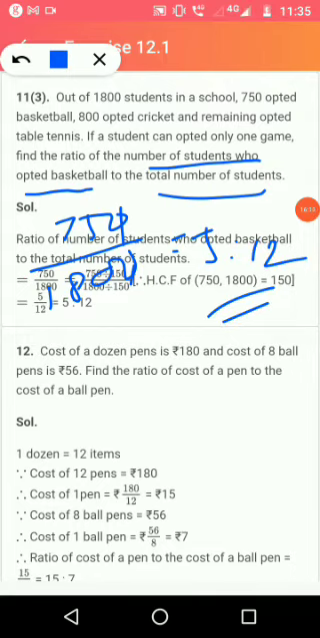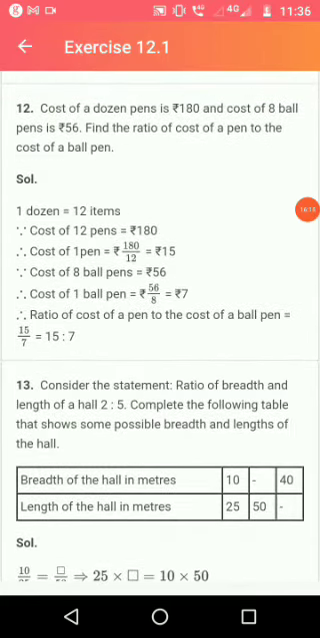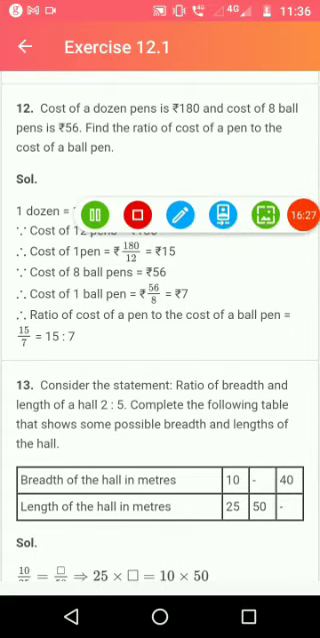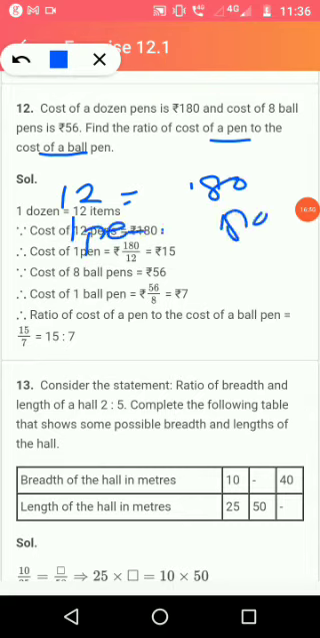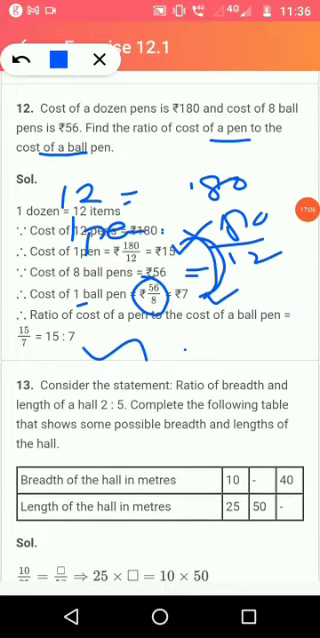Next, question number 12. Cost of a dozen pens is rupees 180 and cost of 8 ball pens is 56. Find the ratio of the cost of a pen to the cost of a ball pen. So cost of 12 pens is equal to 180. So what is the cost of 1 pen? It is equal to 180 by 12, right? So that is rupees 15. Again, cost of 8 ball pens is 56. Cost of 1 ball pen is 56 by 8, that is 7. Now I need to find the ratio, that is 15 is to 7.